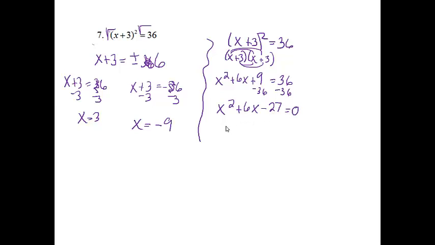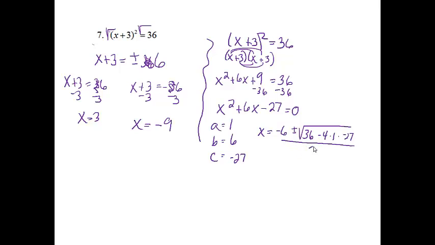And then from here, if I was using the quadratic formula, I'd set up my a, my b, and my c. My a will be 1, my b will be 6, and my c is negative 27. So I get x equals opposite b, negative 6, plus or minus square root, b squared, 6 squared is 36, minus 4 times a times c, all over 2a, 2 times 1 is 2. And then if you plug that in your calculator, you will get two answers. One of the answers will be 3, and the other answer will be negative 9.